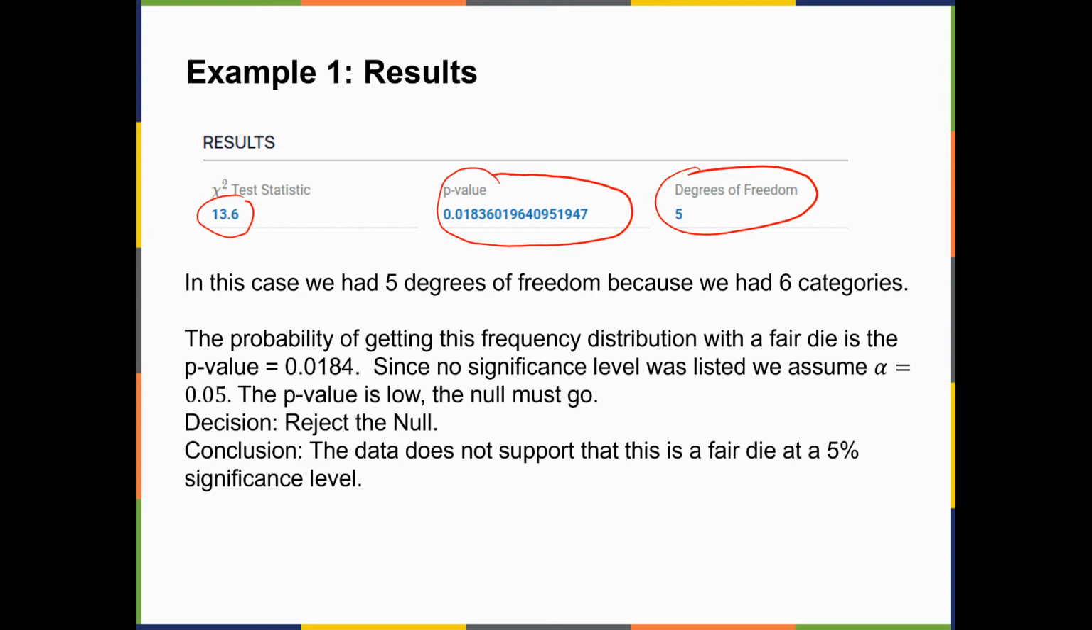So the probability of getting this frequency distribution with a fair die has a p-value of 0.0184. We weren't given a significance level, so of course we assume alpha to be 0.05. The probability of this occurring is less than our significance level, so the null must go. Our decision is to reject the null hypothesis. The null hypothesis said this was from a fair die. The alternative hypothesis says this was from a not fair die. So the data does not support that this is a fair die at the 5% significance level.